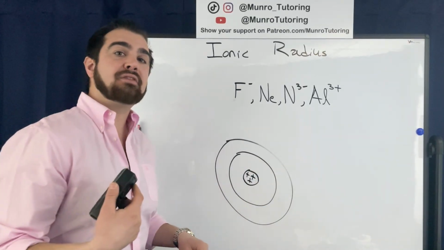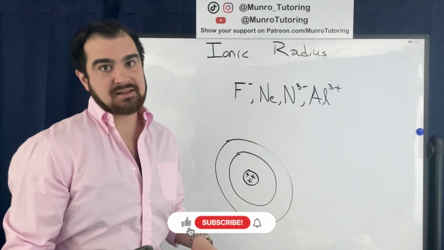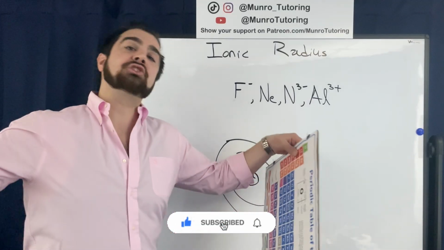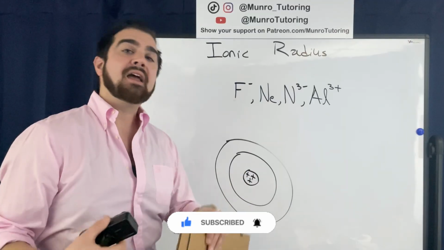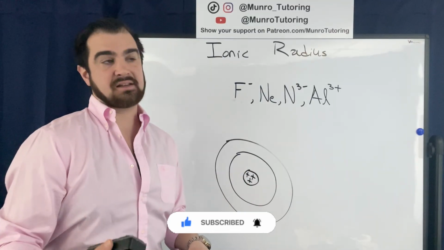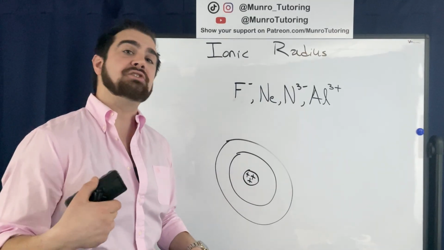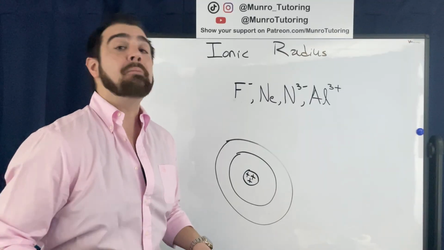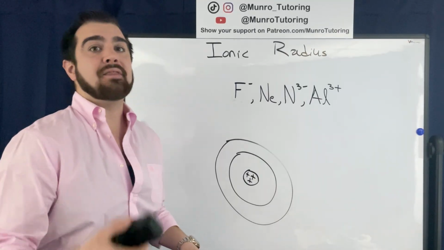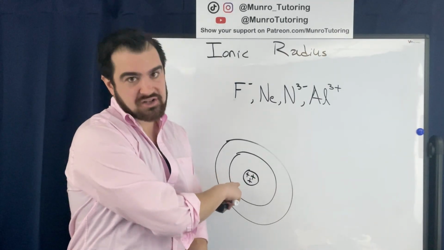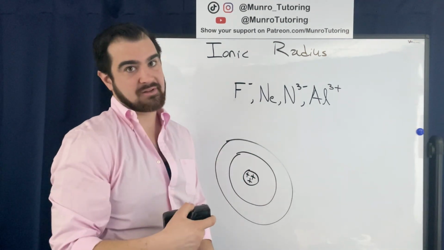That +3 charge that the atom has, or it's now an ion, is going to attract those electrons more strongly. And so an aluminum 3+ is not only much smaller than the original neutral aluminum atom, but it's also smaller than the element whose electron configuration it has, which is neon, okay?